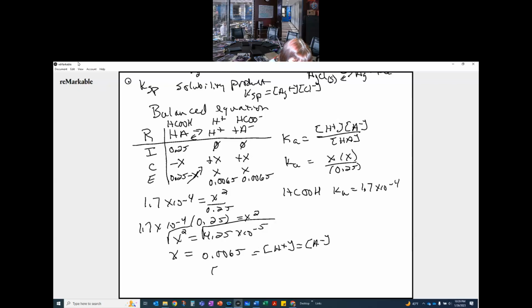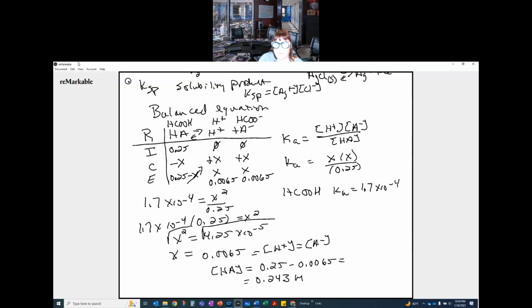We can also find the concentration of HA that is left by 0.25 minus this 0.0065. And that gives me 0.243, okay? And you can see that that's not really that different. Now, is it different enough? Well, that depends on how you want to talk about it. I don't think that it is, given that we're only looking at 2 sig figs, that's really not that big a deal, okay? So there are ways that we can deal with that.